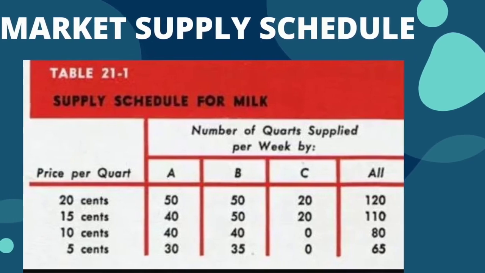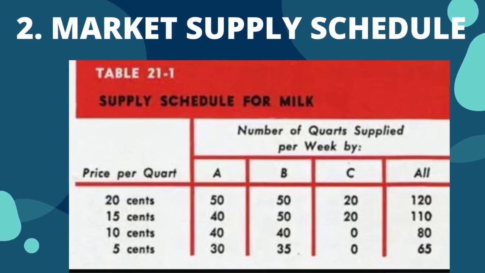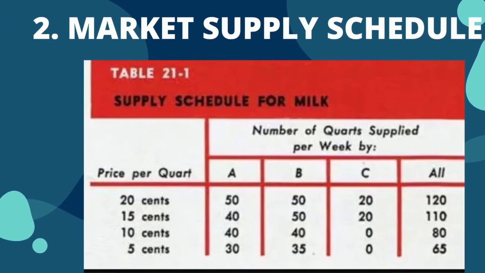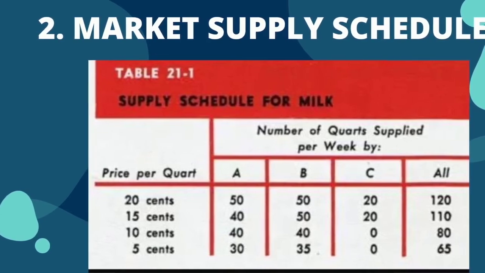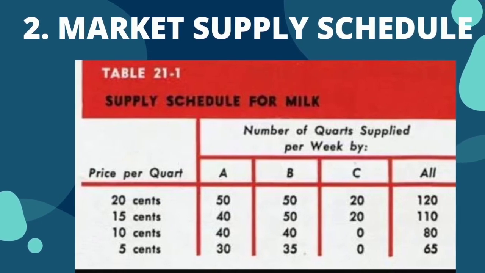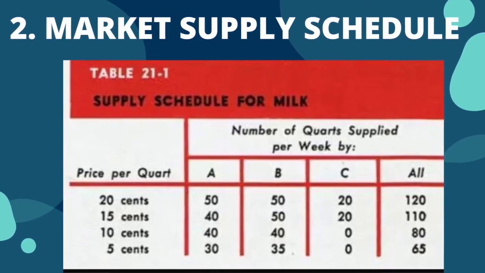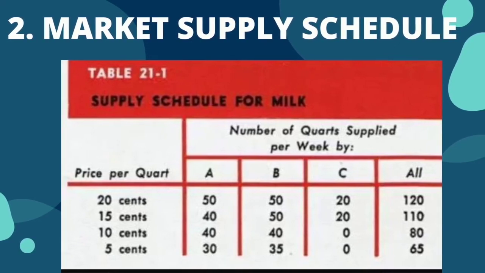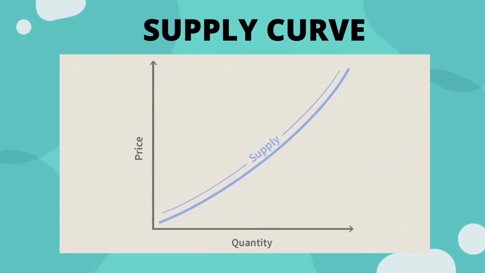Market supply schedule. Market supply schedule is a schedule of all producers or suppliers of a commodity in a market. In other words, a market supply schedule is a table which shows the total quantity of a commodity which all producers of that commodity are willing and able to supply at various prices at a particular period of time. This table is an example of a market supply schedule. It is a combination of all the individual producers in the market.